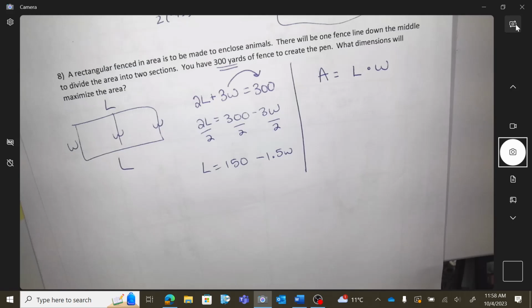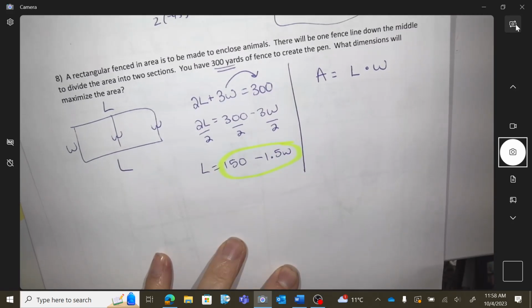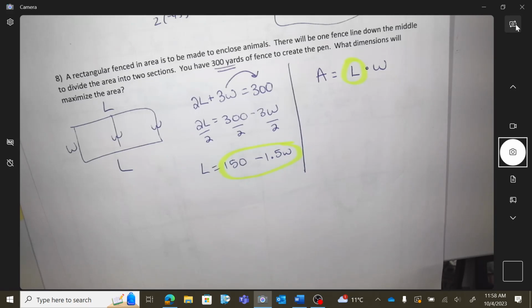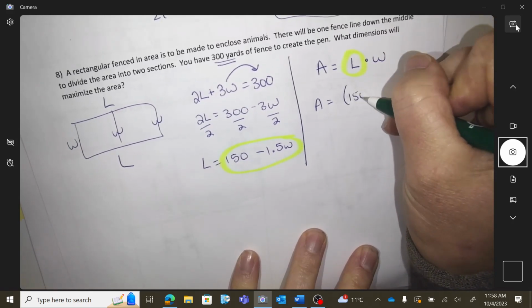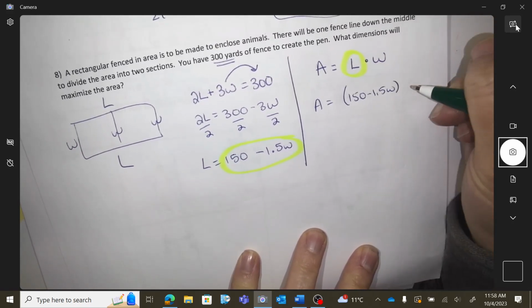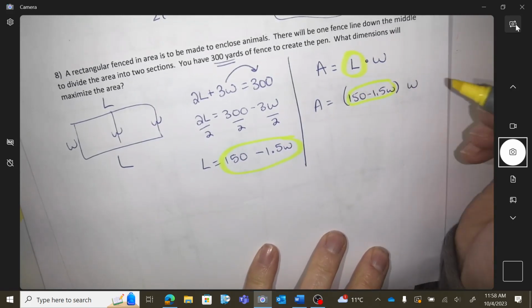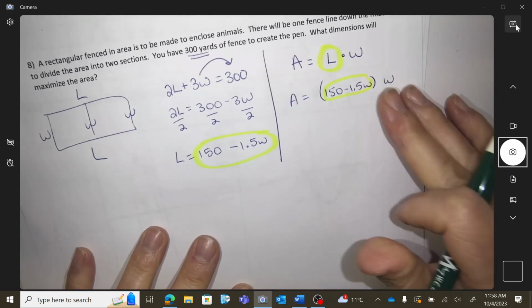Okay, so this is going to be a legit math maneuver. If this is equal to L, would it be okay if I replaced L with that? Does that make sense in math? You can make a replacement, a substitution, for an equal amount. So there, that's what I was doing there. I made a replacement.